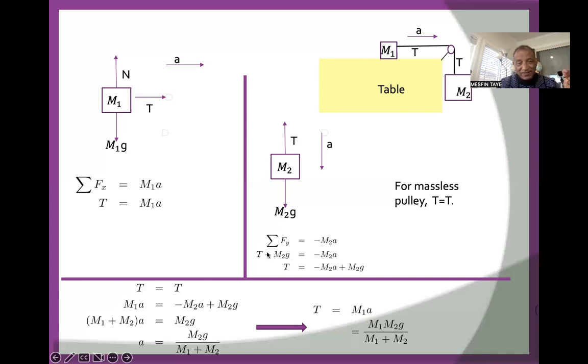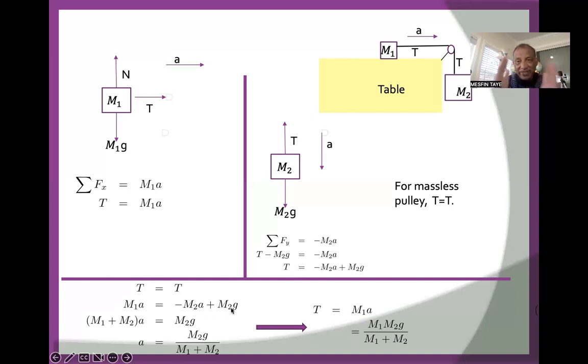You take this one to the right, it's going to change. When it passes equality, it's going to be positive. So tension is equal to minus M2A plus M2G. Good. So I have one tension here and another tension. From this free body diagram, I got this. From this free body diagram, I got this. But since the pulley is massless, tension is equal to tension. I get one tension, which is M1A from here. The other tension is here. They are equal: M1A equals minus M2A plus M2G.